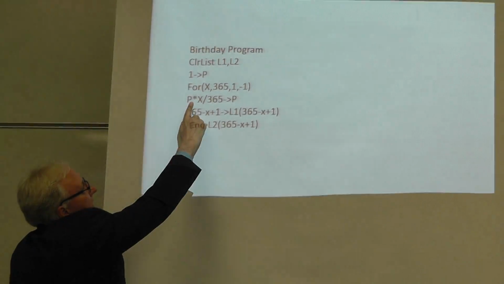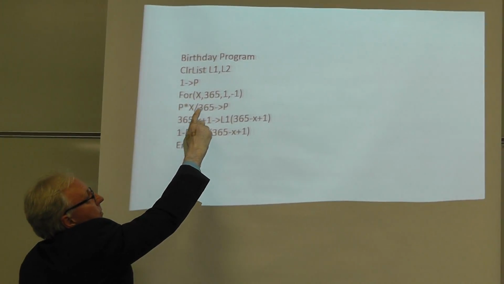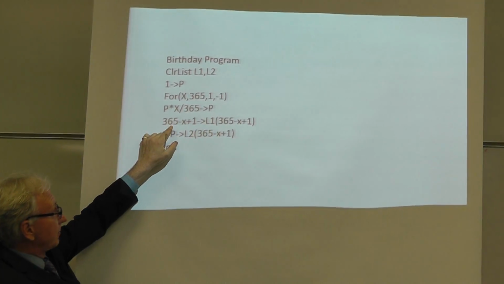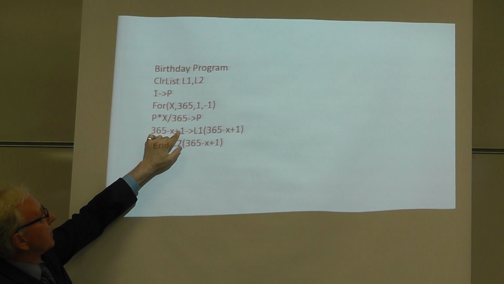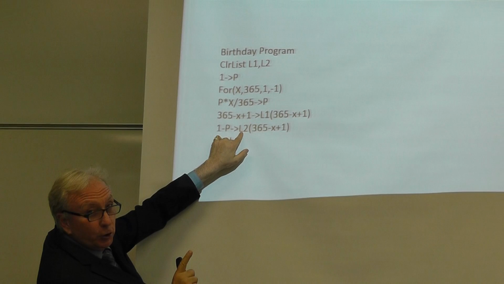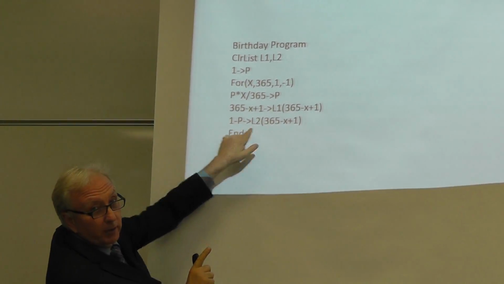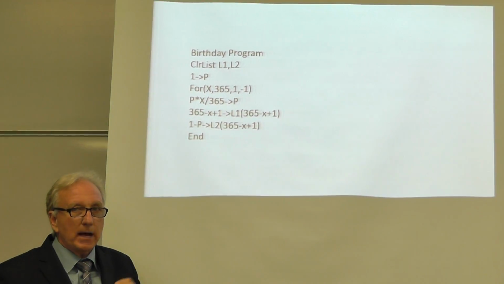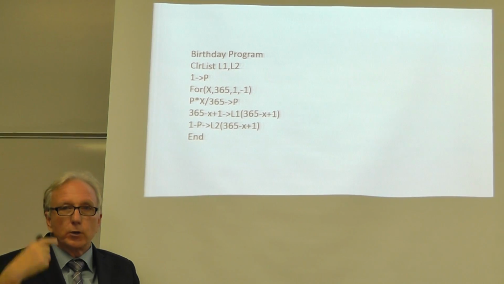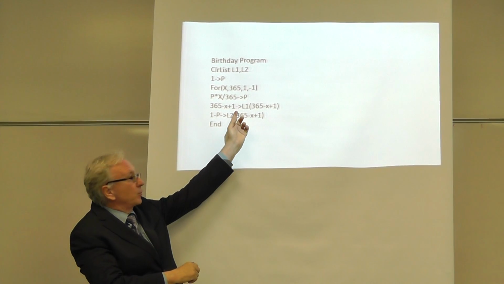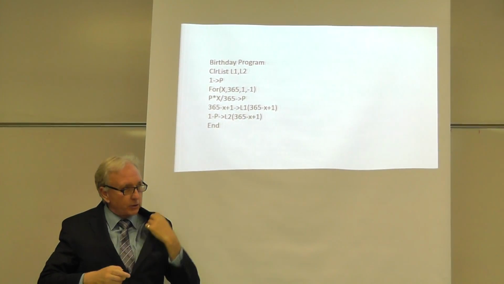So P, the original P before, times 363 divided by another 365 gets stored into P, and then 365 minus 363 plus 1, which is going to be 3, gets stored here. That goes into L2 of 3, and the probability that there's 3 people in a room where at least 2 have the same birthday is going to be equal to that probability. And as you continue, you're going to display the answer if you want, but you don't have to because they are in list 1 and they are in list 2.